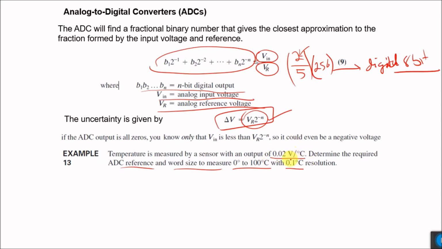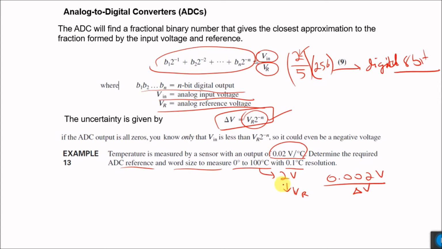0.02 volts per degree centigrade means that for 100 degree centigrade, 100 into 0.02, that is 2 volts maximum is required. And a resolution of 0.1 degree centigrade means that a resolution in terms of voltage will be 0.002 volts, because this is per degree centigrade and we need a resolution of 1/10 of a degree centigrade. So this is divided by 1/10. So this will be your VR and this will be your del V.